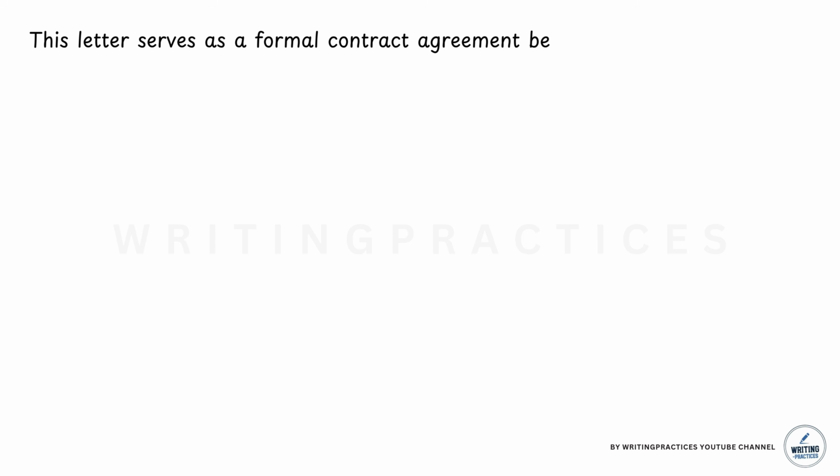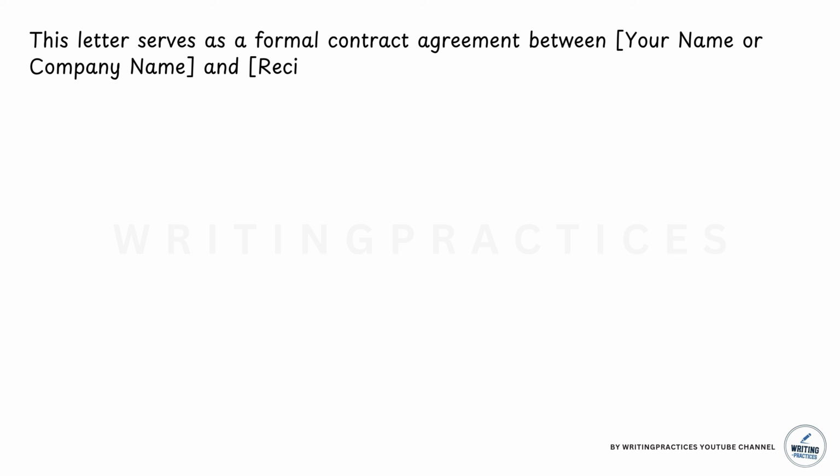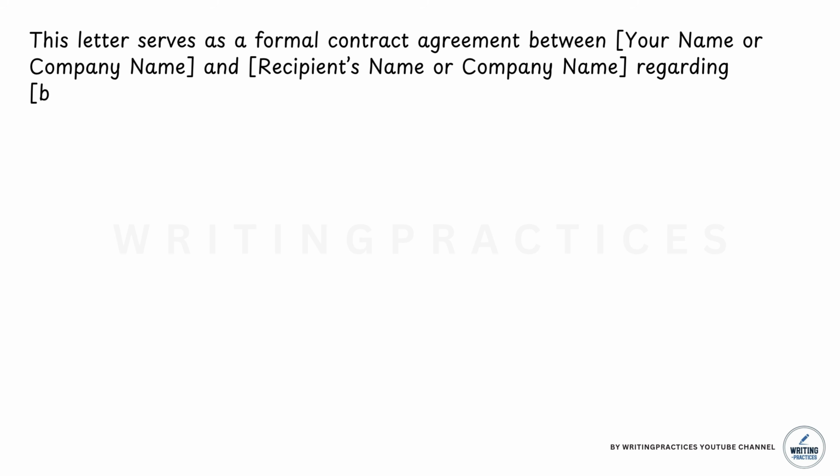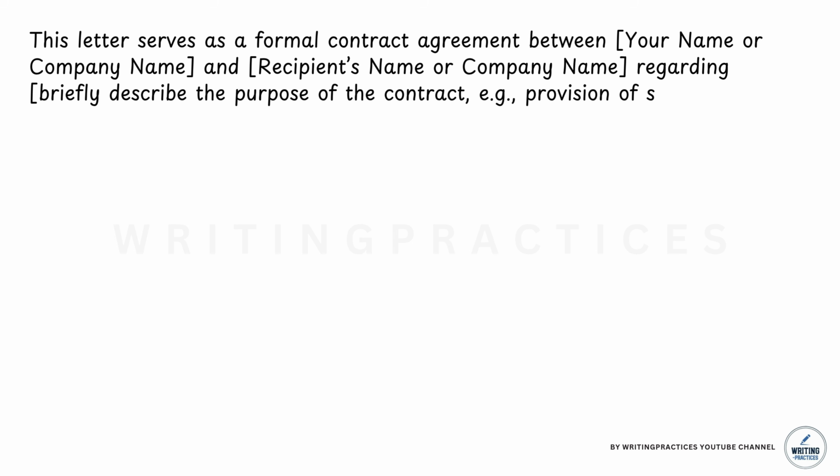Opening paragraph, purpose of the contract. The opening paragraph of the letter starts with, "This letter serves as a formal contract agreement between your name or company name and recipient's name or company name regarding," then briefly describe the purpose of the contract, such as provision of services, supply of goods, or partnership arrangement. Both parties agree to the following terms and conditions outlined below.